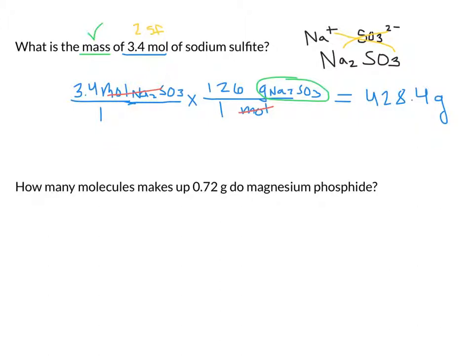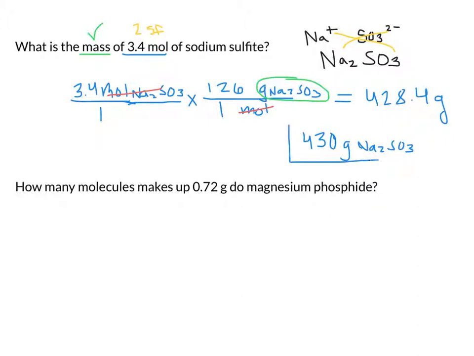So we're going to round this number up just so that we have the correct number of sig figs. So the final answer is 430, no decimal, because if it was a decimal, it would be 3 sig figs. So we have to keep it with no decimal. And it's going to be grams of sodium sulfite.